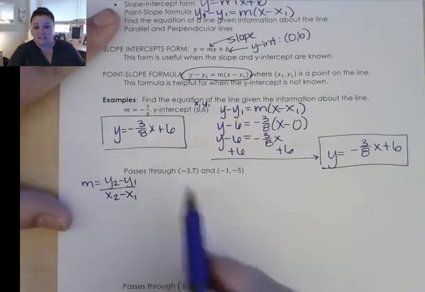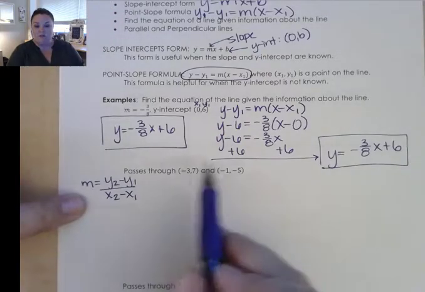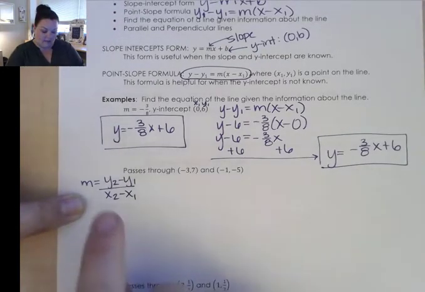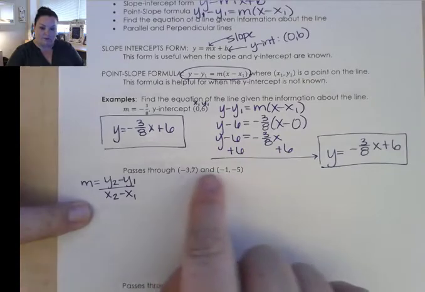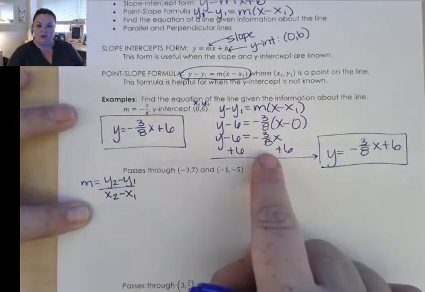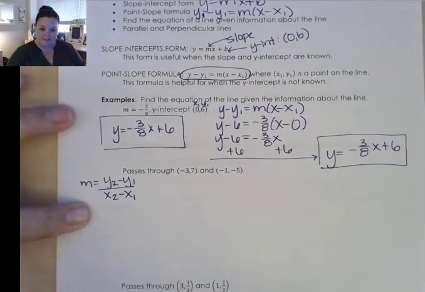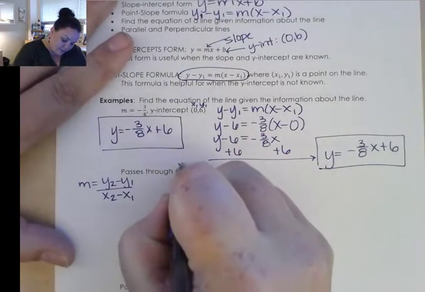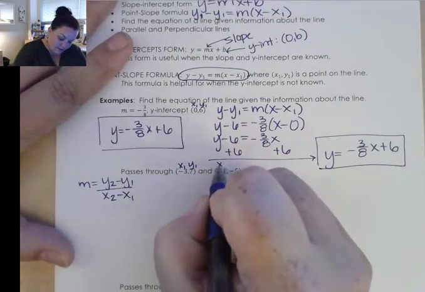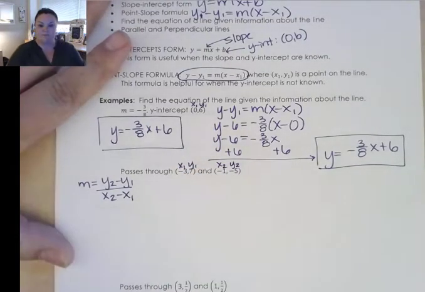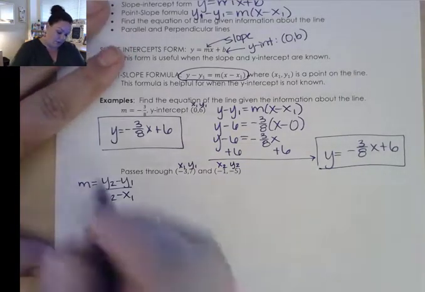So we first have to find the slope using those 2 points, and then we can use that slope and one of these points and plug it into our point slope formula, okay? So I'm just going to label these. This is x1, y1. This is x2, y2. And I'm going to plug it into our formula.